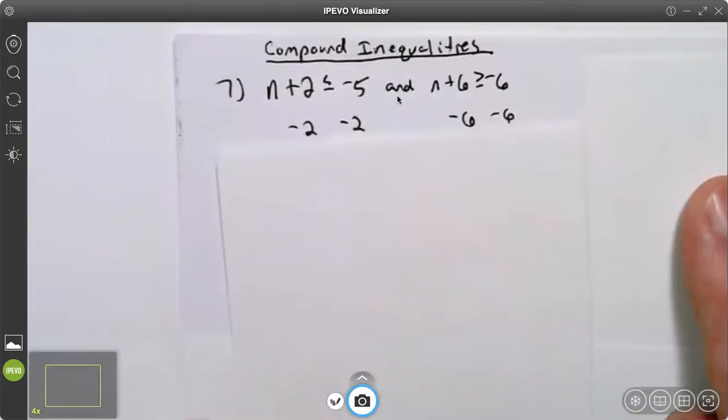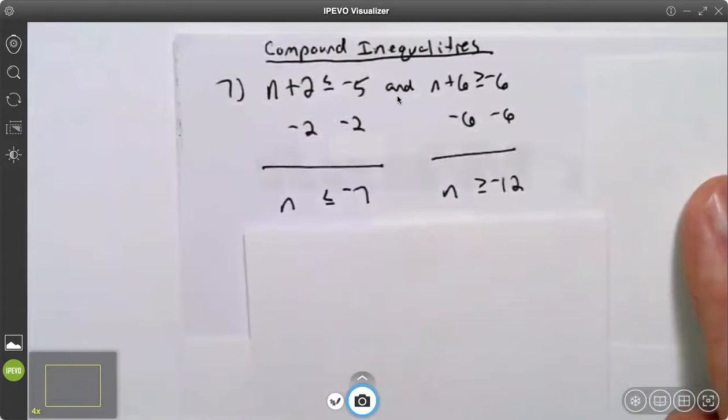On the left one, I would subtract 2 from both sides. The right one, I would subtract 6 from both sides. I get n is less than or equal to -7 on the left. n is greater than or equal to -12 on the right. I want to graph this inequality. I also want to write it with a variable in the middle if it's an "and."